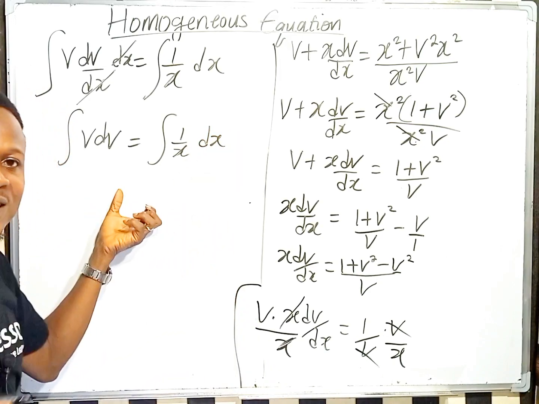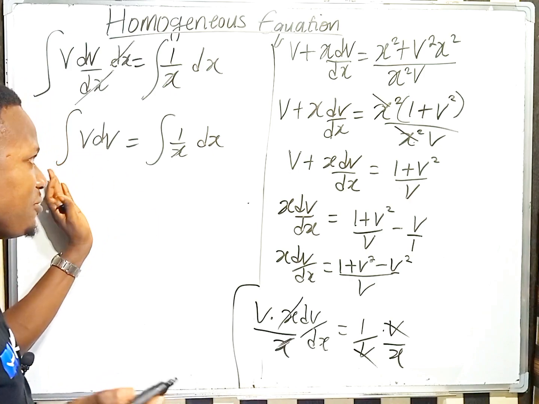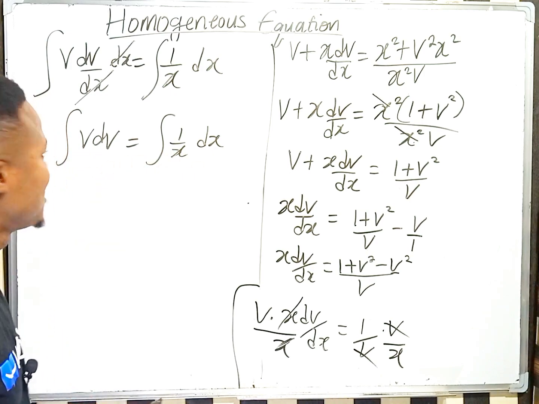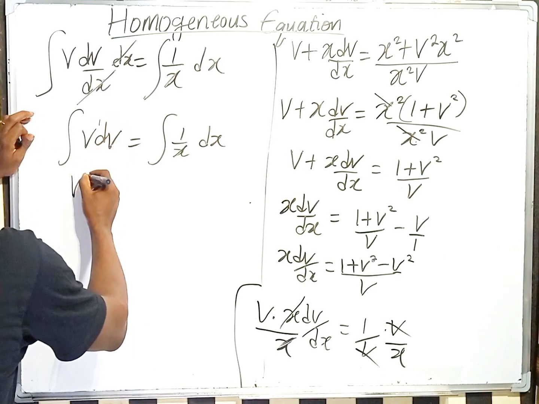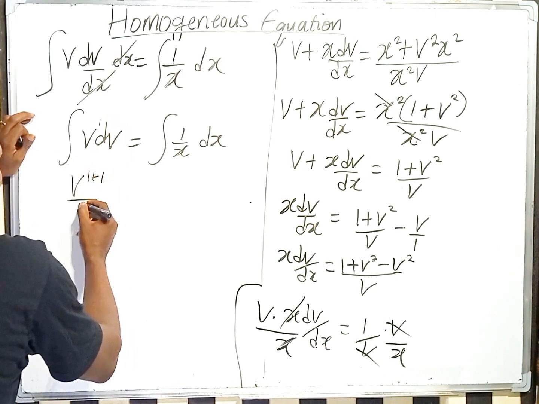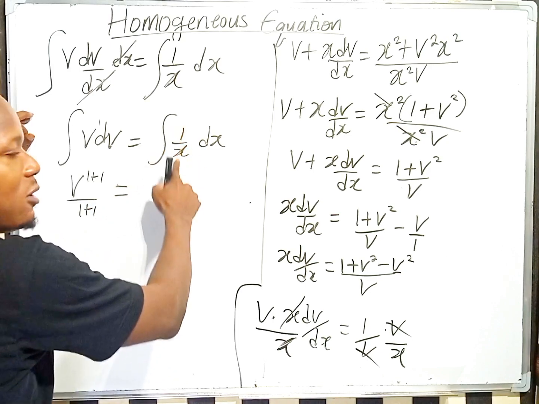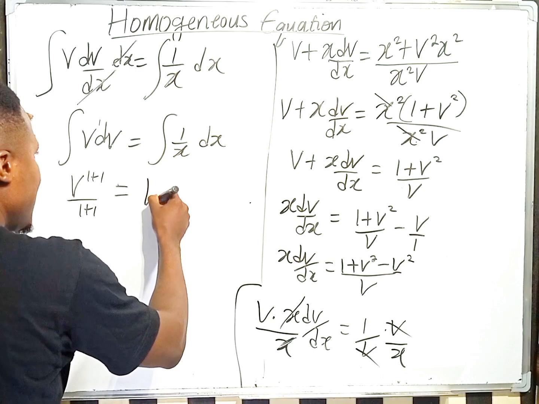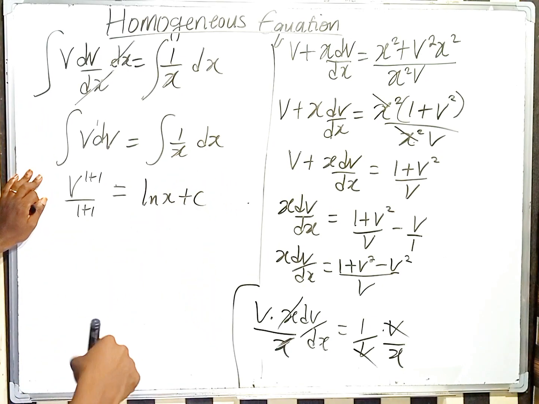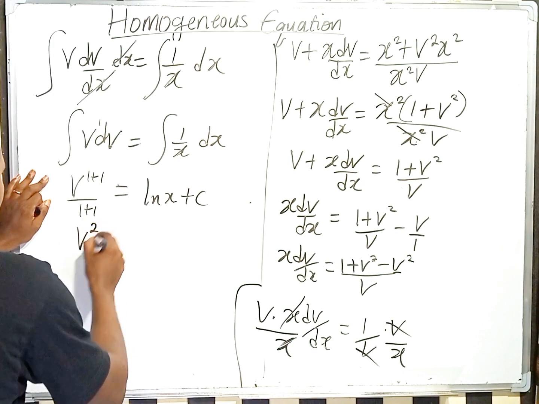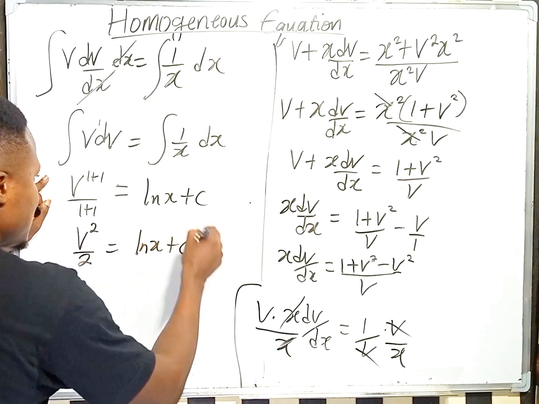You can see that this has been separated properly, right? It has been separated because v is now with v and x is now with x. We can now integrate. If I integrate v, the power is 1, so it will be v^(1+1) over 1+1. Whenever I integrate 1 over x with respect to x, you get ln x plus the constant of integration. Then this will give us v²/2 equal to ln x + c.